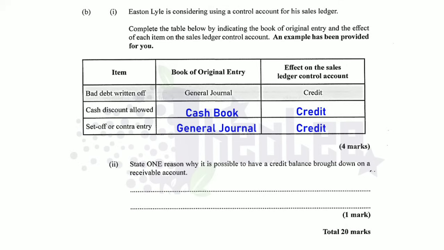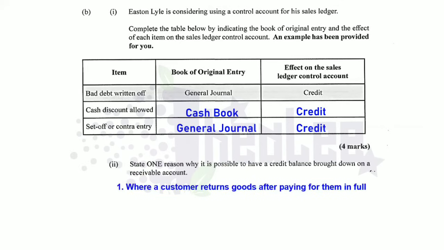Let's move into the final section. And that is, state one reason why it is possible to have a credit balance brought down on receivable account. Receivable meaning debtors. Debtors is from the family of assets. It's from that category of asset. And if it's from the category of asset, it means that the normal balance is a debit balance. But there are cases where the debtors account may carry a credit balance. But why? And here are some possible reasons. You're asked for one, but I'm going to give you 4.